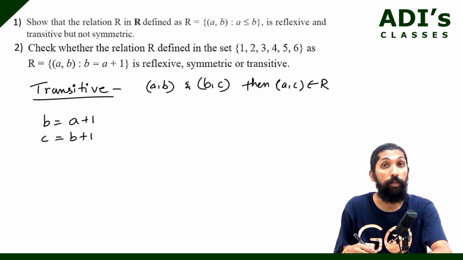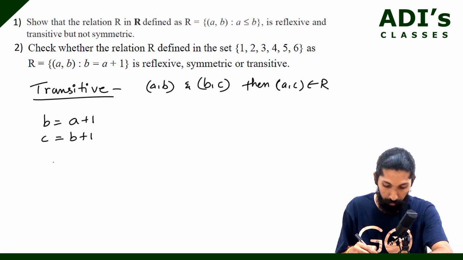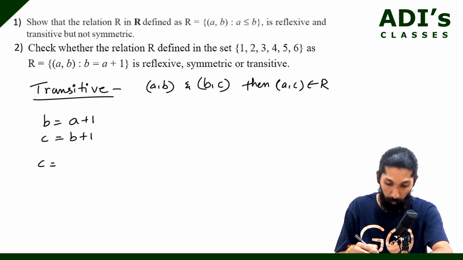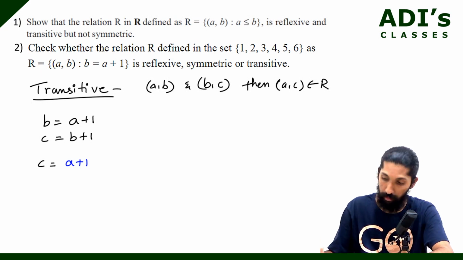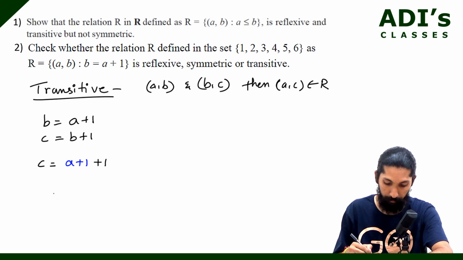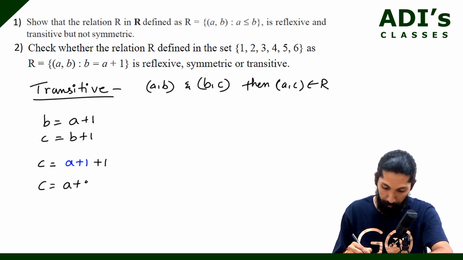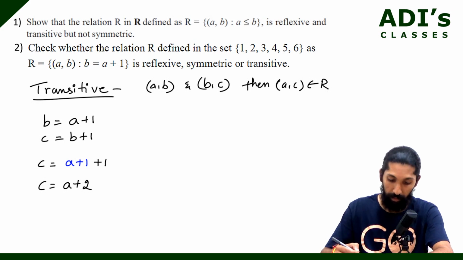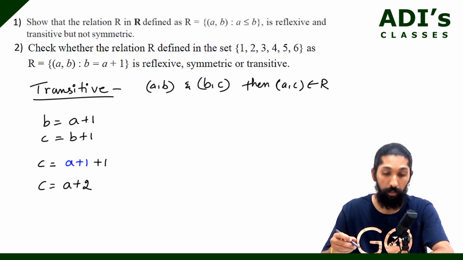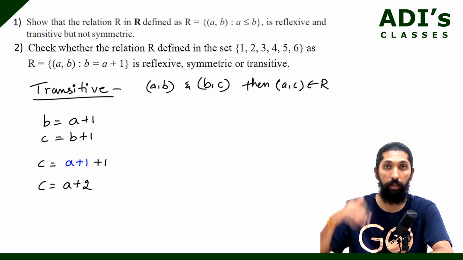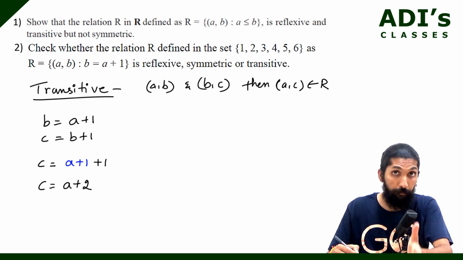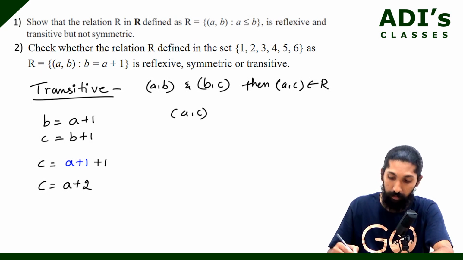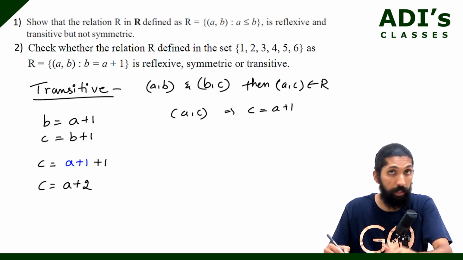Now what do we do? We substitute. So when we substitute, c is equal to, in place of b, what can you write? a plus 1, correct? a plus 1 plus 1. So c is equal to a plus 2. Now tell me, is this how we define the relation? The relationship is b is equal to a plus 1. That means if you had (a, c), then wouldn't the relation be c is equal to a plus 1 and not a plus 2?